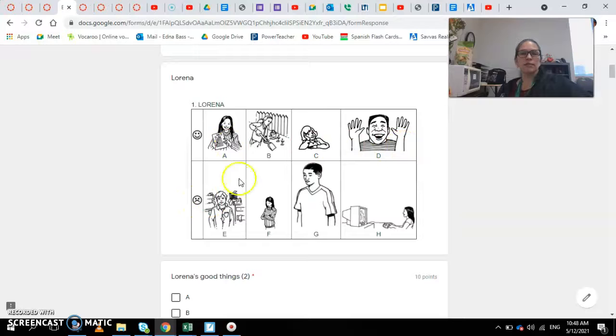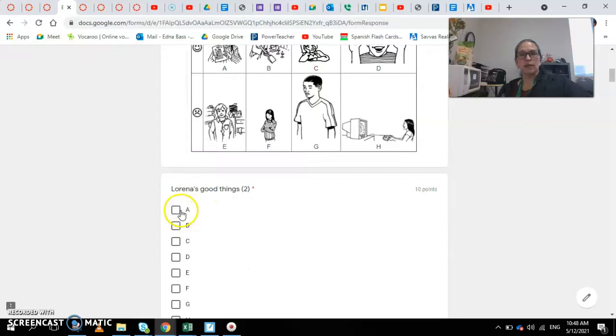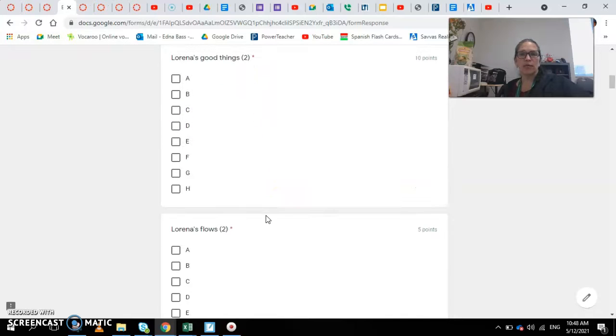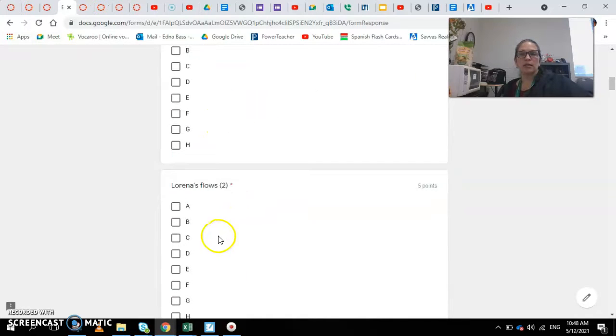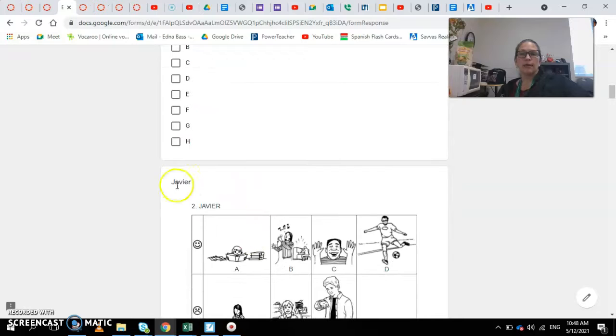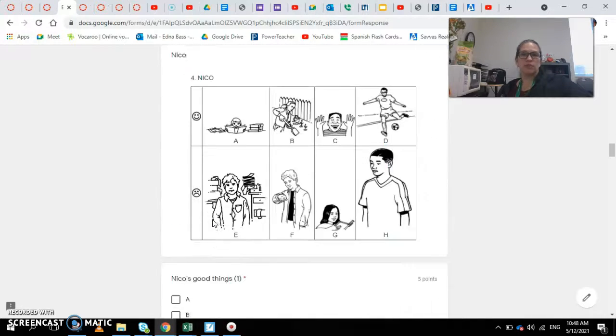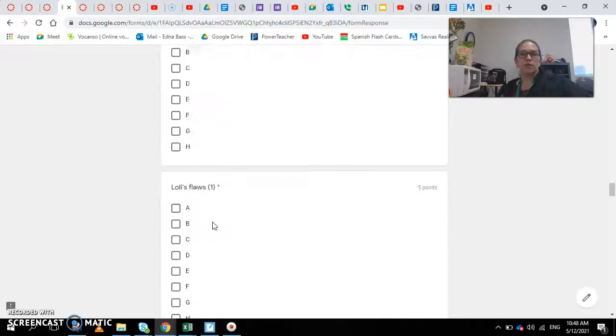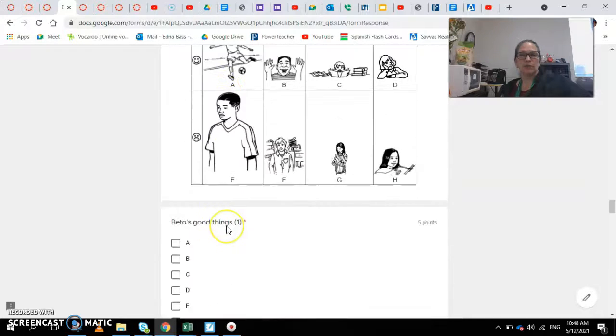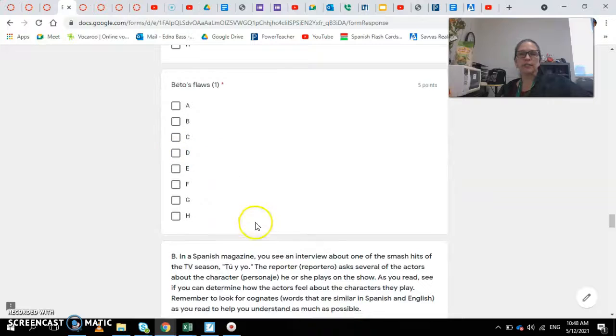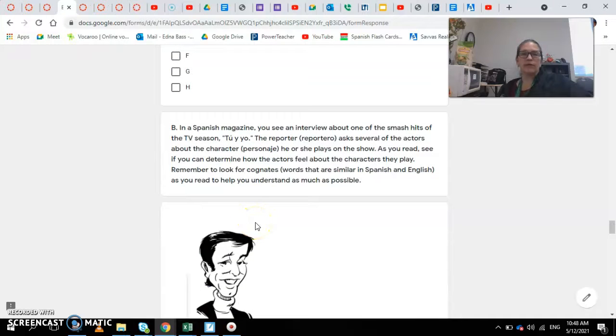So you need to look at this grid and pick which ones are the good things and which ones are the flaws that the friends have, and then you're going to mark them here. You see you have the letters, you just mark the letter corresponding. I put a number here on how many you have to mark for each, good things and flaws, and you have 6 people there. Their friends are talking about them, and you need to just check those. Okay, check the letters. I'll be around if you have any questions.